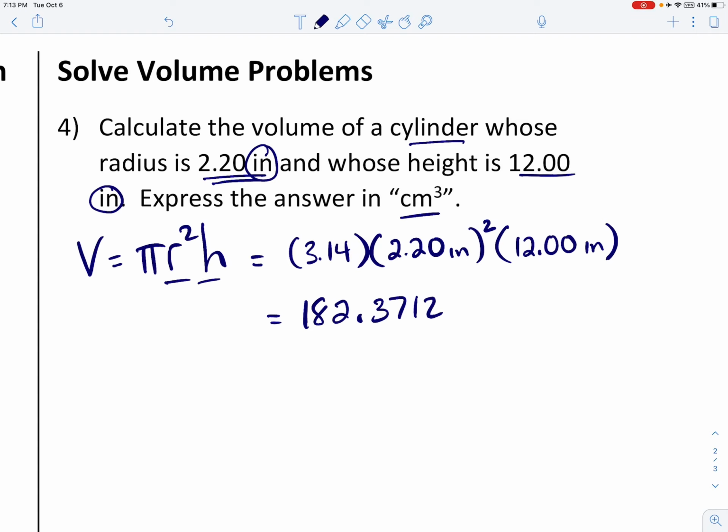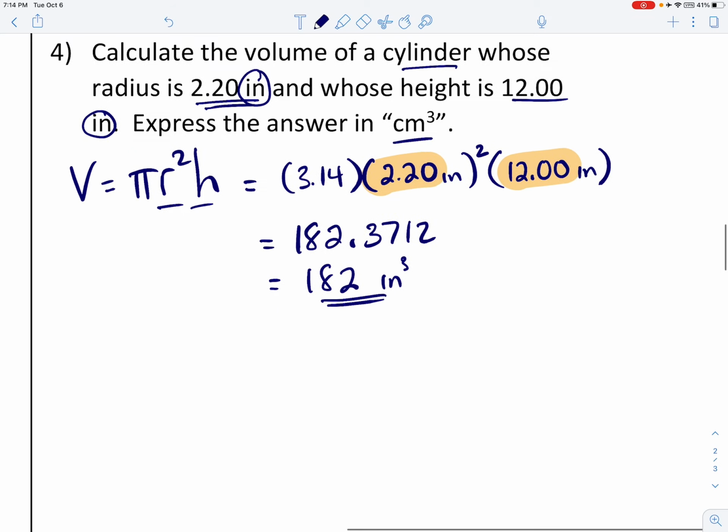But we're multiplying these measured numbers together. This is significant digits. We talked about this a few minutes ago. So you look at the measured numbers. The radius had 3 significant digits, 2.20. The height has 4 significant digits, 12.00. So I'm going to round off my answer to have the smaller number of digits, 3 digits. So I'm going to just call this 182 cubic inches.